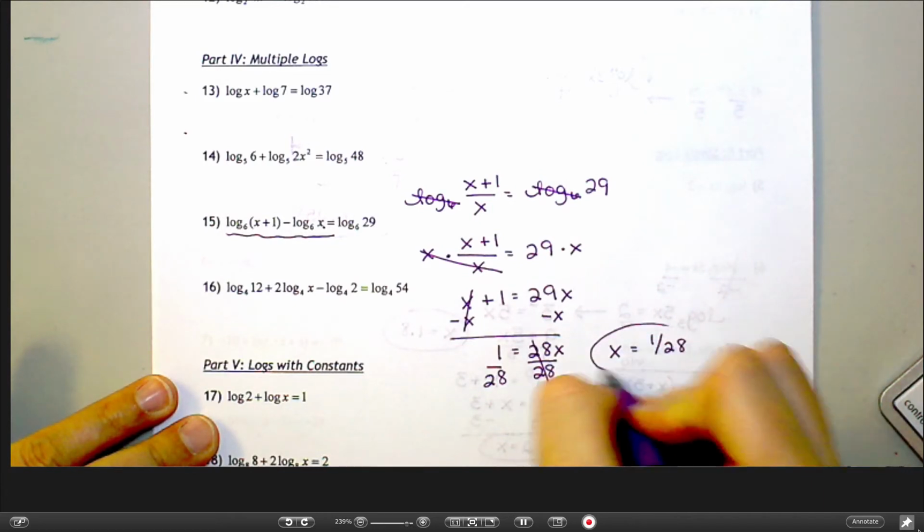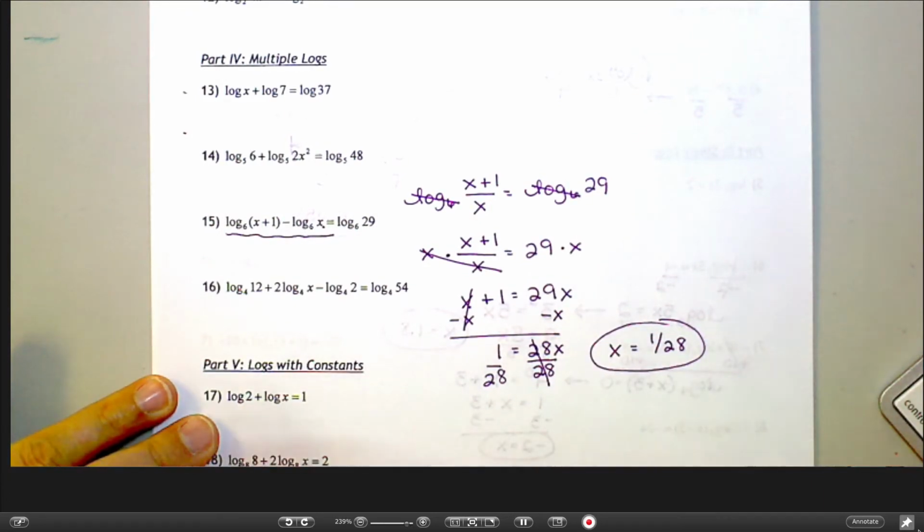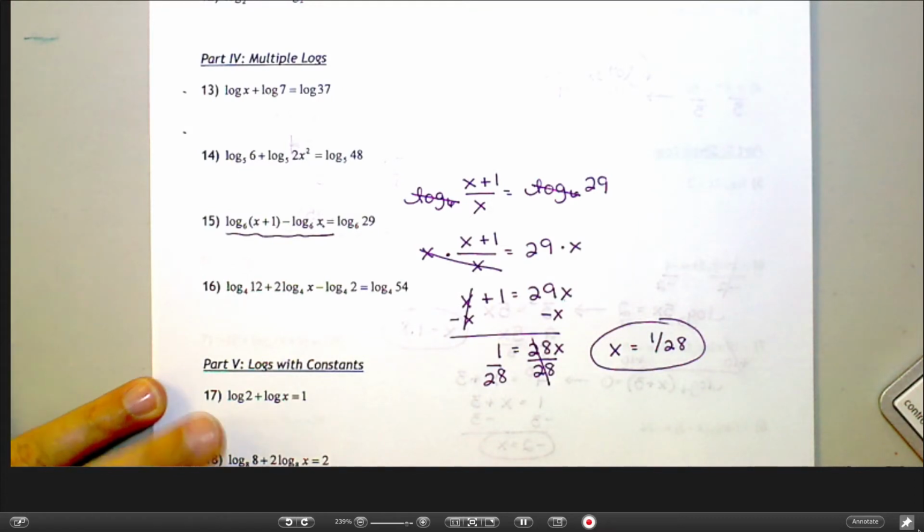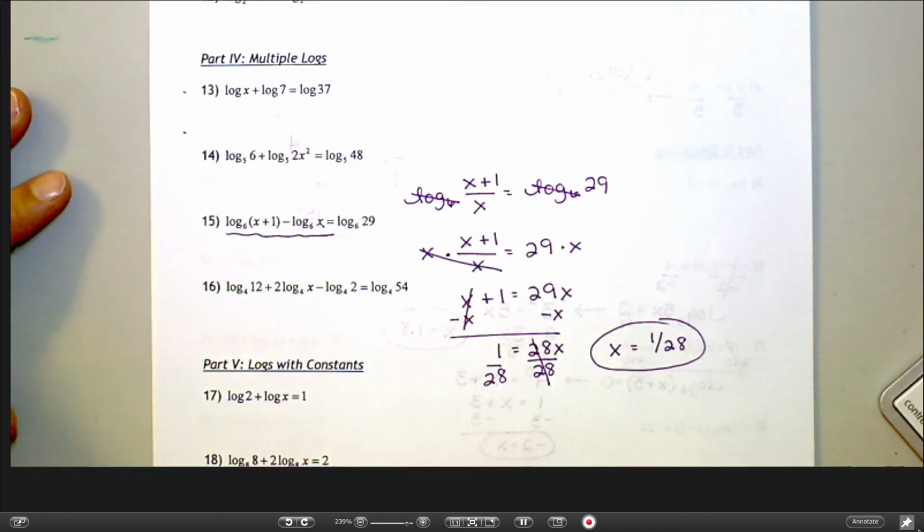How did you get 28? 29x minus 1x is 28x. And then why did you divide by 28? Because I'm trying to get x by itself. There's a 28 in front of the x, so I'm going to divide by the 28. If that were like 5x equals 10, I would divide both sides by 5, right? That's 28 times x equals 1, so I would divide by 28. Okay?